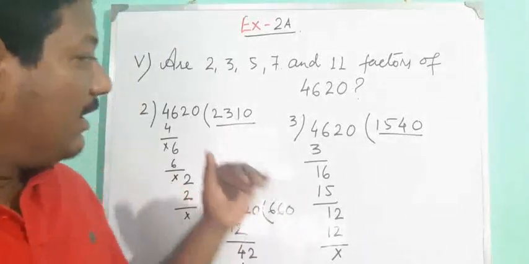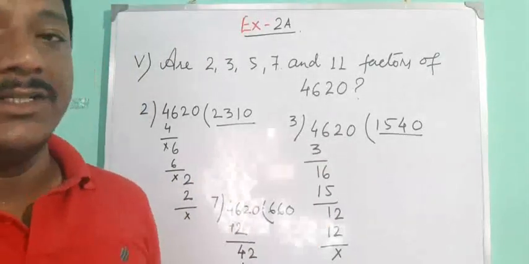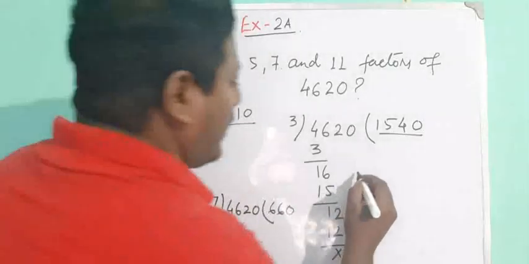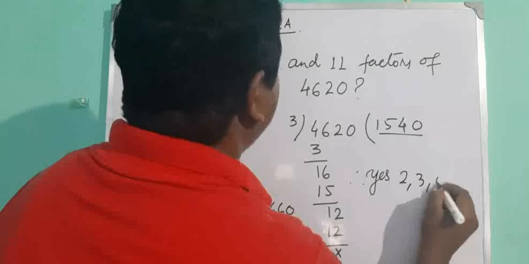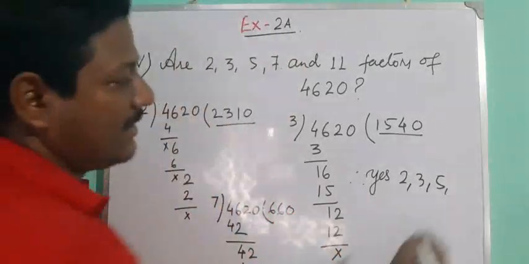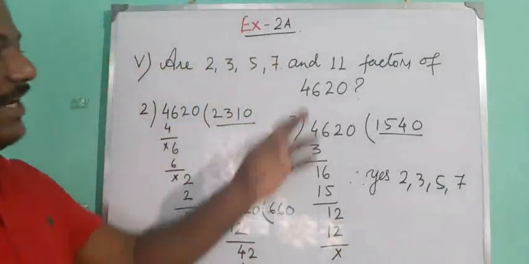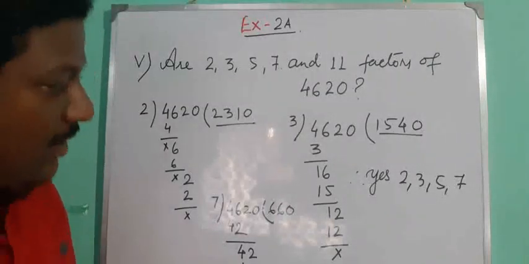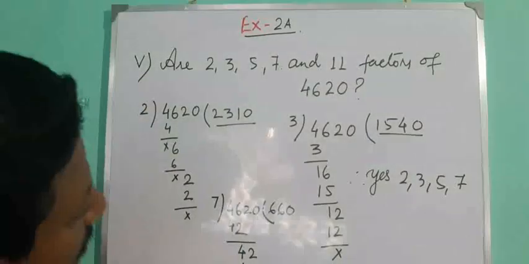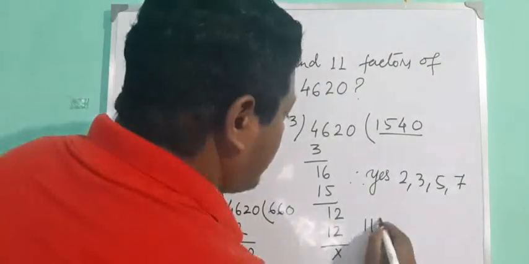4,620, leaving no remainders, which means you can write therefore yes, 2, 3, 5, 7. But check 11. We can check 11 also, but we need to check the 11. Now, can we check 11 over here?